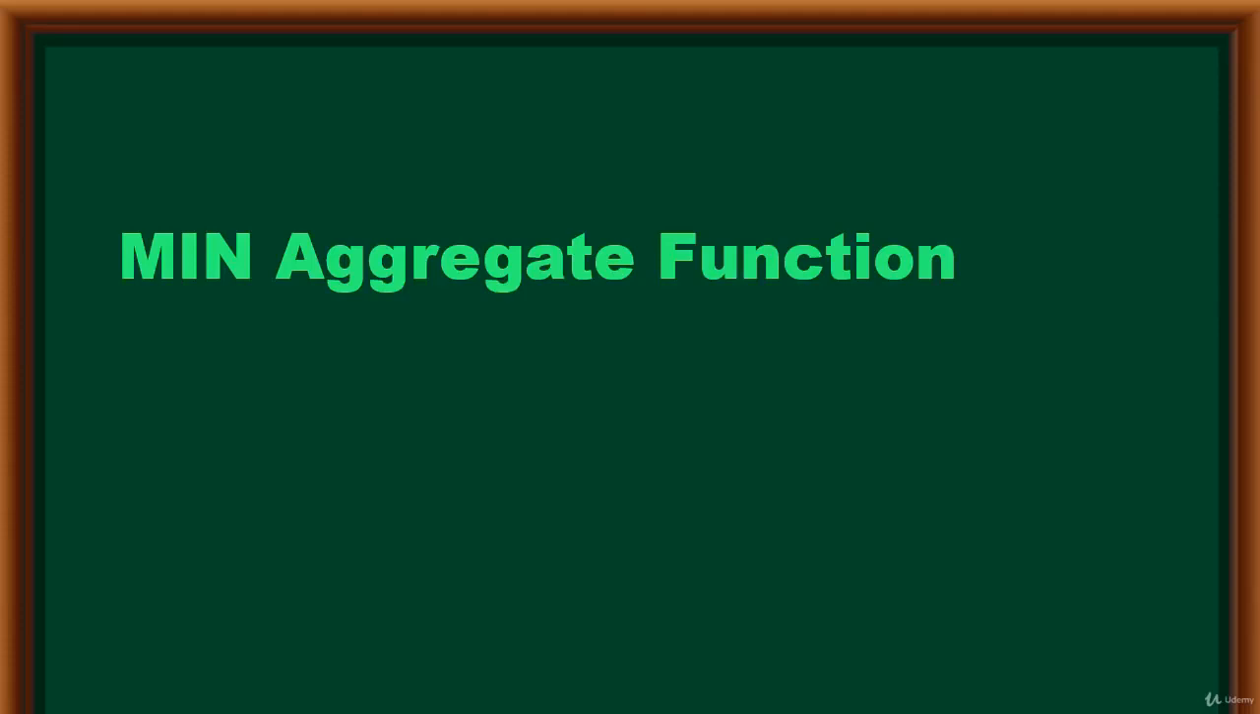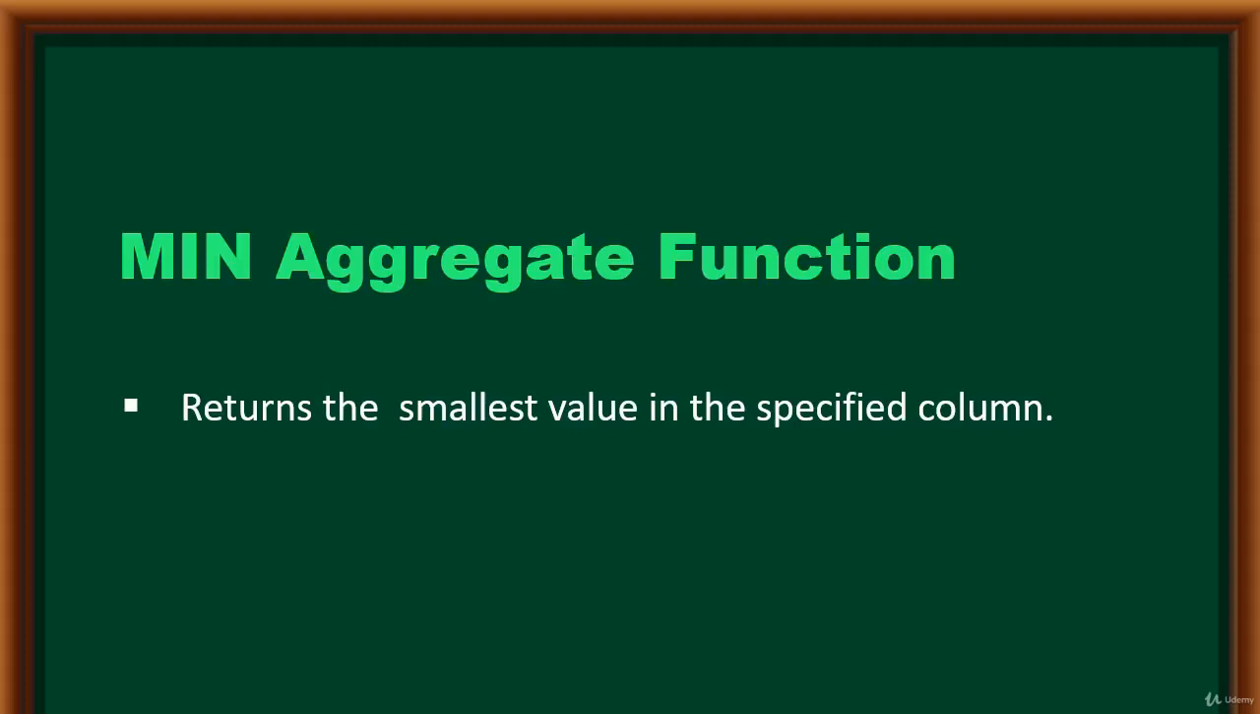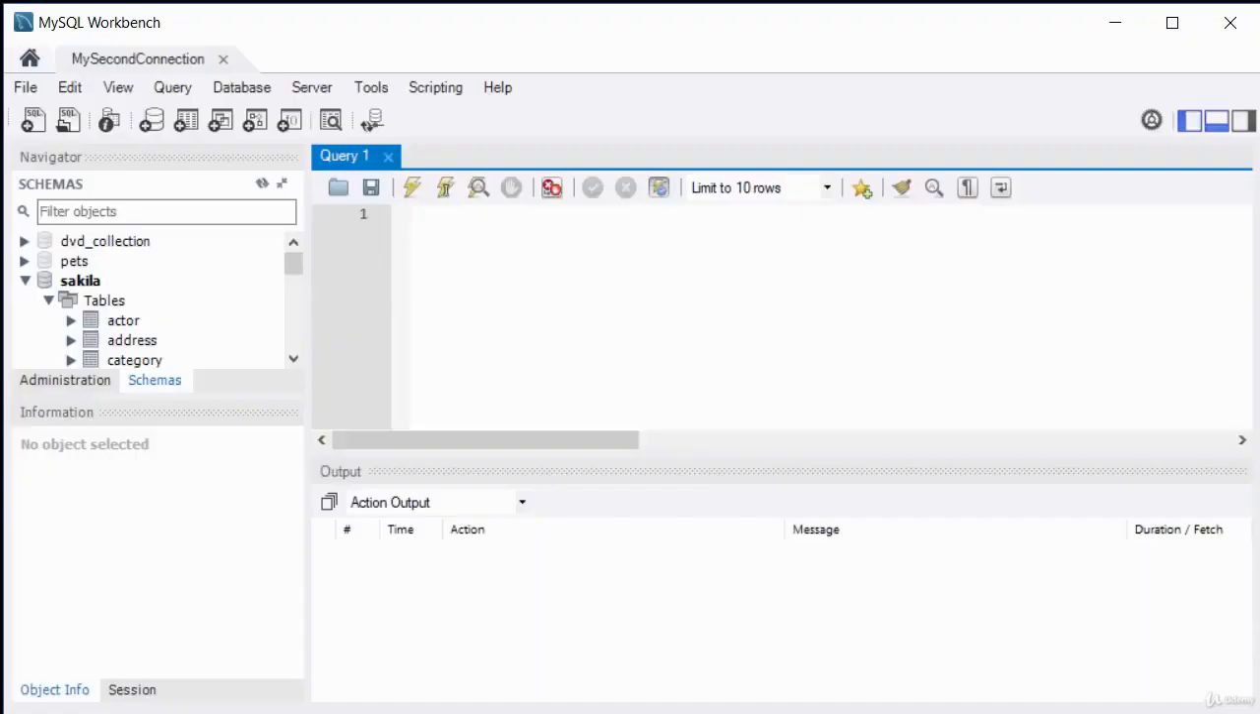I will be introducing you to the min aggregate function. The min aggregate function is basically used to return the smallest value in the specified table, column, or field. So if you have a range of values in a specified column and you wanted to find out the smallest value in that range, then the min aggregate function is ideal for that purpose.